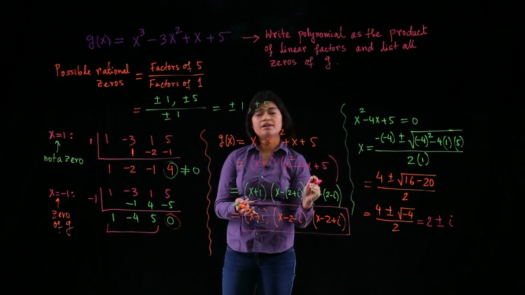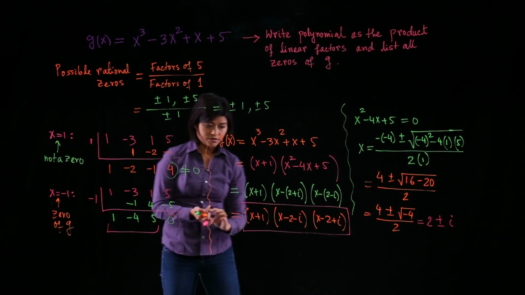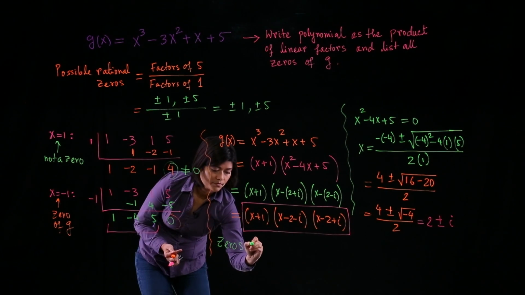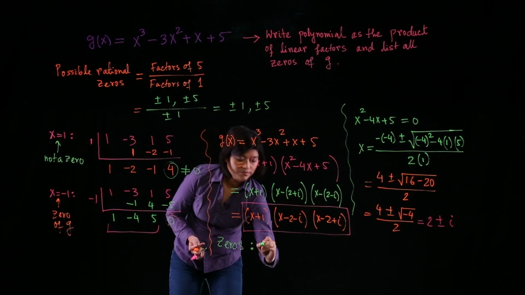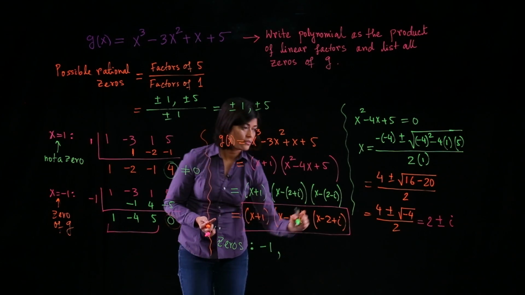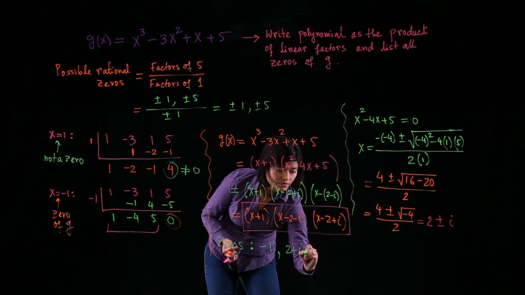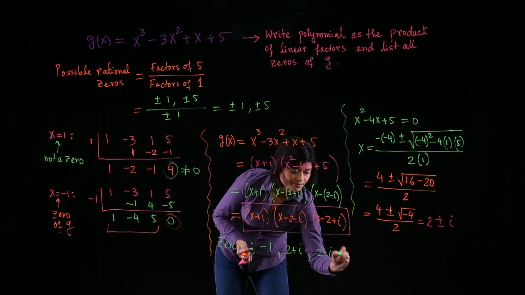And then we also have to list all the zeros of g. Well, the zeros are negative 1 and the 2 zeros that we found here. One is 2 plus i, one is 2 minus i.